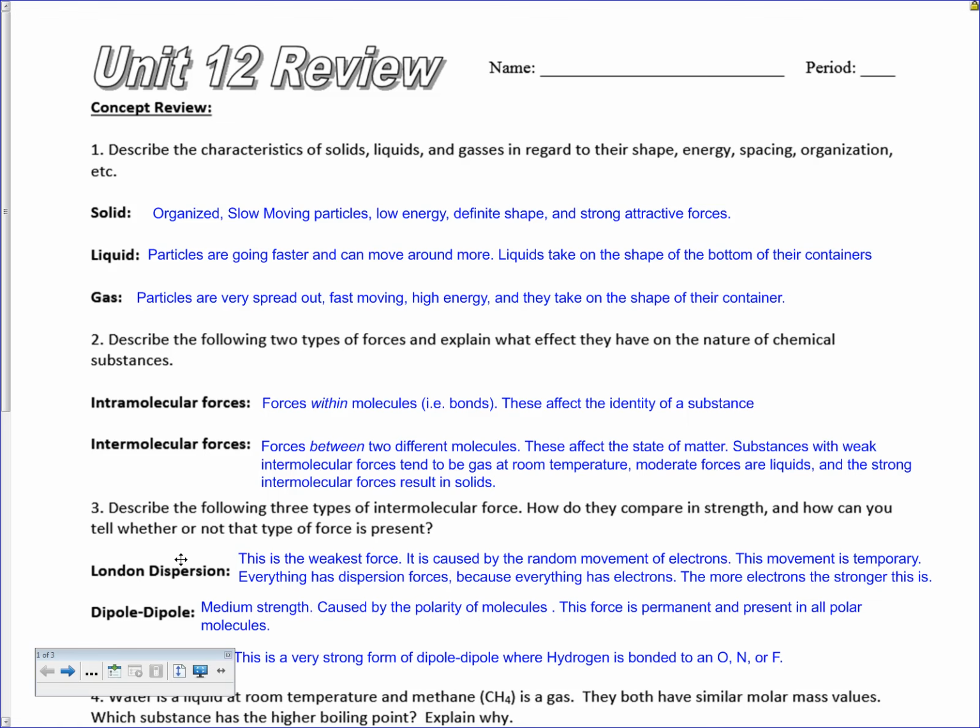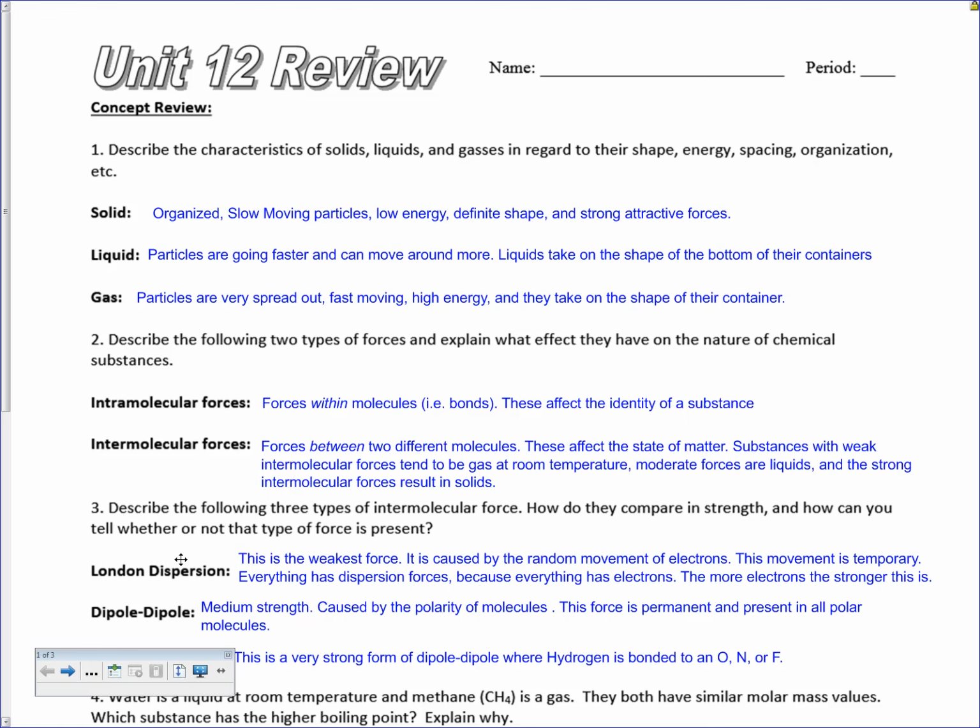Liquids, it says particles are going faster and they can move around more. So this is talking like if we're saying two samples of the same substance at different temperatures, when you're going from a solid to a liquid to a gas, you're changing phase there. Particles are going faster in a liquid than they are in a solid if you're talking about the same substance. In liquids, generally speaking, they're going to take on the shape of the container that they're in. They're going to fill the bottom.